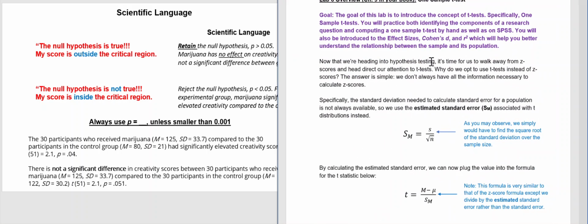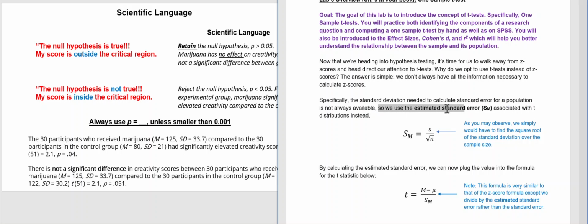We're heading into hypothesis testing. It's time to walk away from z-scores and go into t-tests. And that's what we're going to look at when it comes to calculations a little bit later. Specifically, the standard deviation needed to be calculated, calculate the standard error, for a population is not always available.